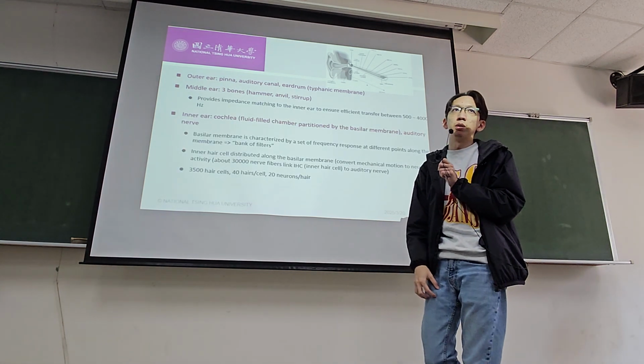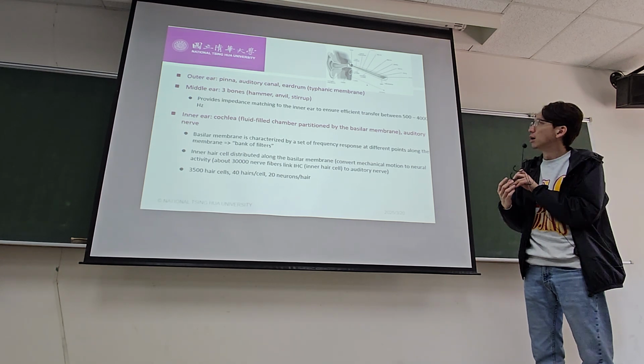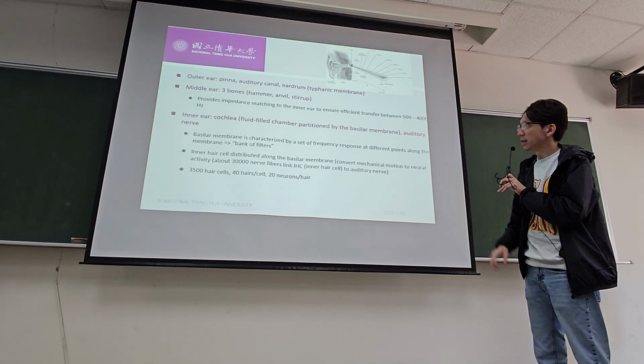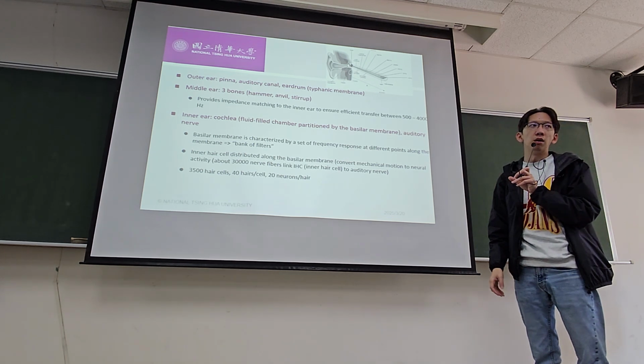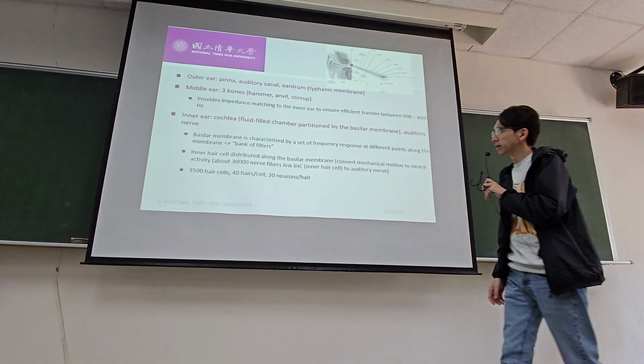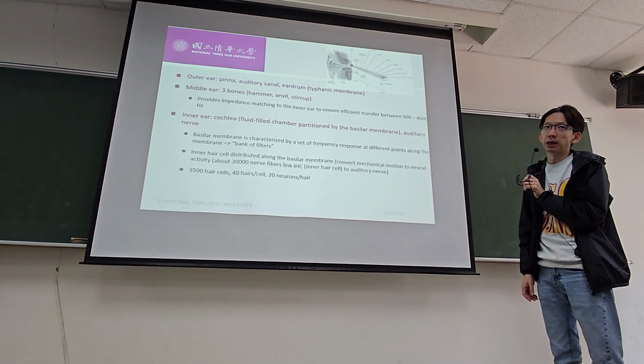Inner ear, the thing we call the cochlea. It's a fluid-filled chamber partitioned by a basilar membrane. We'll show a picture of that. It's wrapped around with auditory nerves. The basilar membrane is characterized by a set of frequency responses at different points along the membrane. We call them filters.